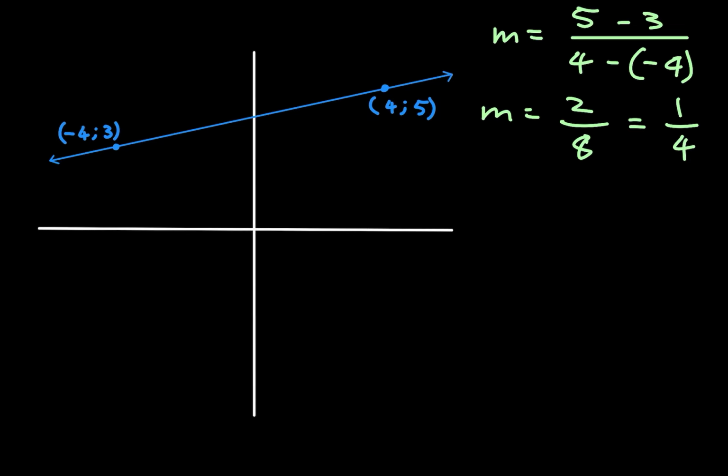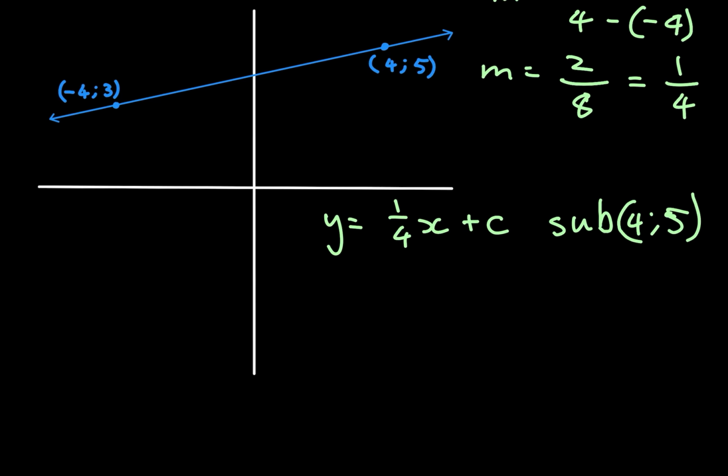So now we have y is equal to 1 over 4x plus c, but we don't know this y-intercept. So we're going to sub in one of these points for an x and y, and we'll be left with only the c value, and we can then solve for that. So let's sub in 4 and 5.